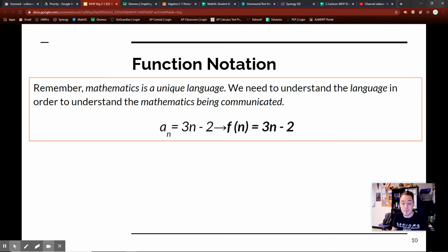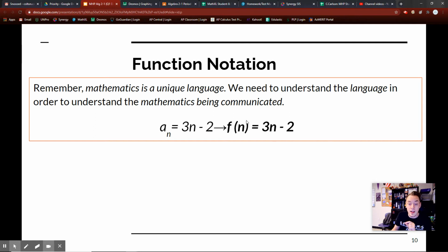This is the big boy math notation of what it actually means. So I'm going to read it. A sub n equals 3n minus 2. This will now become f of n. So a sub n, f of n. f of n equals 3n minus 2. That's how you read it.